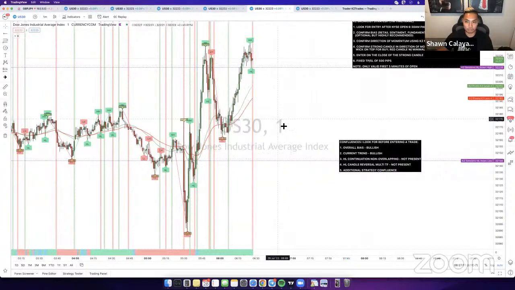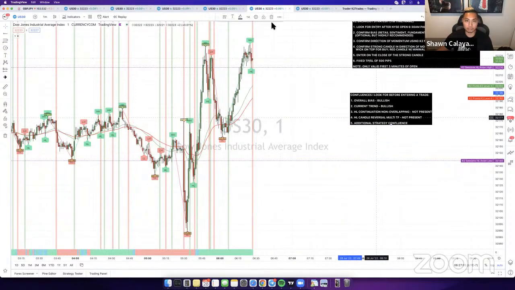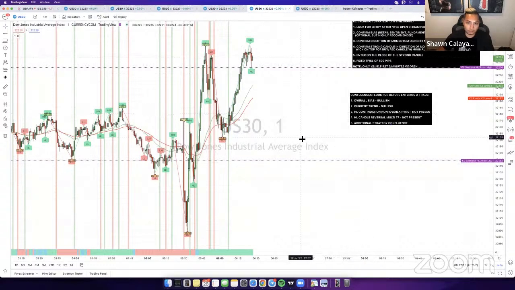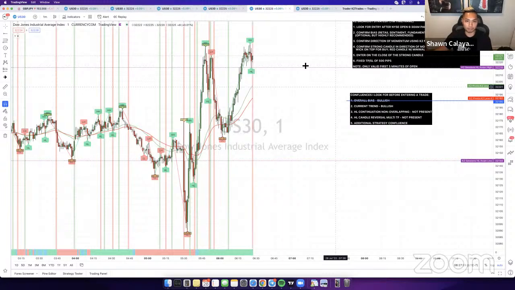Additional strategy confluence. We'll have to see when the market actually opens. It doesn't look like we're going to be having a sell today, guys, because we already have two that are marked out here. So for the breakout, if we get a sell, I'm probably not going to take it. I'll probably be looking for a buy. Or if we get a sell here for the breakout, I'll be looking for it to swing back up for an entry on retracement.